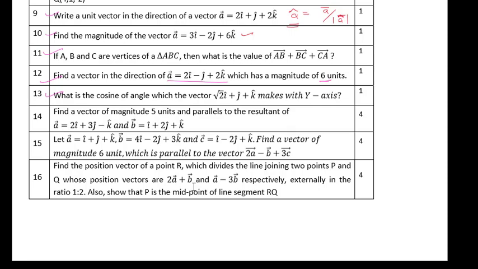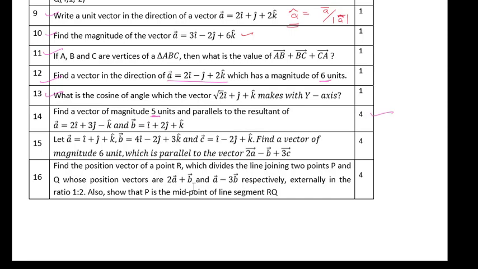Find a vector of magnitude 5 units and parallel to the resultant of A bar and B bar. Now let us see, C bar is the resultant of A bar and B bar, then your C bar will be A bar plus B bar. So you add them, you get C bar. You find its magnitude, you divide, and you get the unit vector along C bar. Then that unit vector you multiply by 5, and you get the required answer. This is for 4 marks. Simple question.